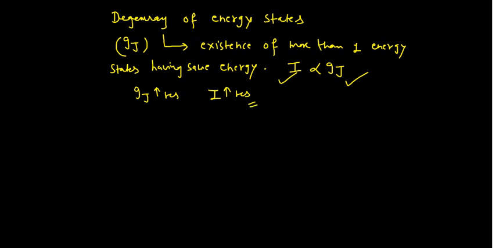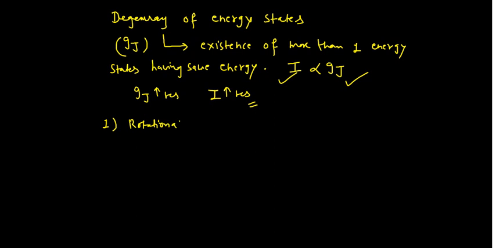Now see guys, in order to understand the concept of degeneracy, we need to know about two quantum numbers. The first quantum number is your rotational quantum number.